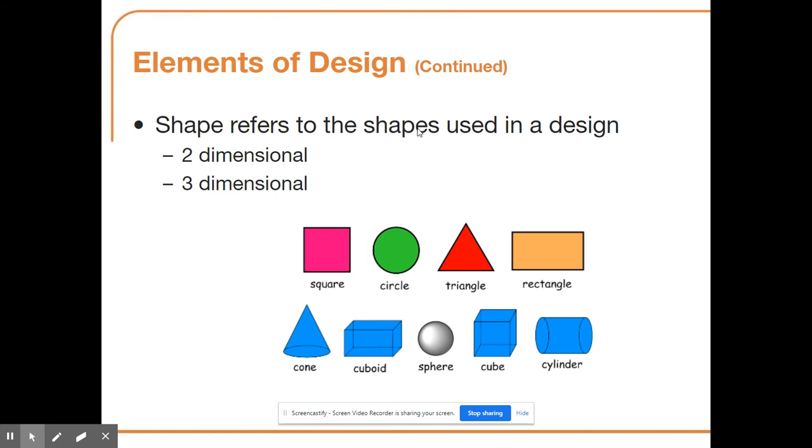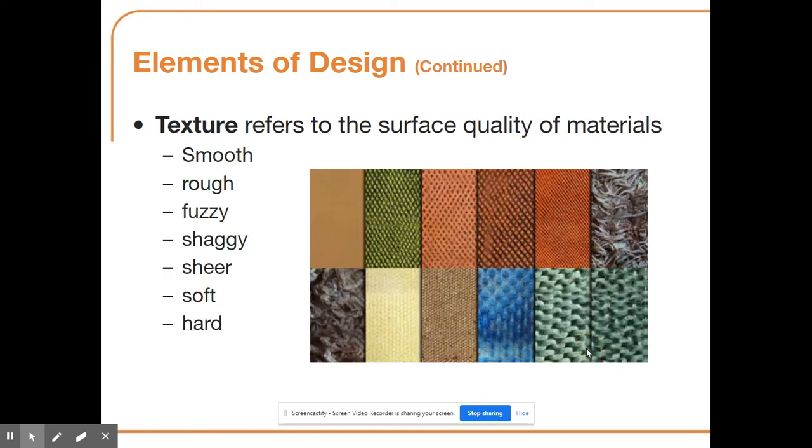Shapes can also be included in design and in your displays. There are two-dimensional and three-dimensional shapes. Two-dimensional include square, circle, triangle, rectangle, whereas three-dimensional are going to be similar, but they're going to be 3D shapes. So a cone, cuboid, sphere, cube, or cylinder.